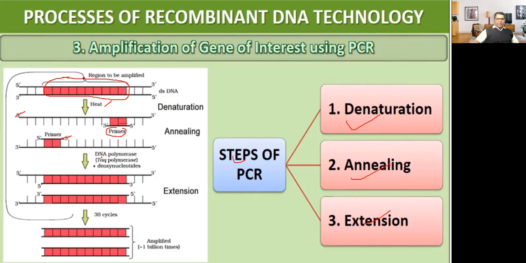After annealing, the third step is extension. What happens here? A DNA polymerase enzyme is added. It is also called Taq polymerase because it is obtained from Thermus aquaticus. Taq stands for Thermus aquaticus polymerase, plus deoxynucleotides are added. Then there will be extension, and the remaining part of the strand will be synthesized. This process is repeated 30 times, and then we can get millions of copies of this desired DNA. This is called PCR, polymerase chain reaction.